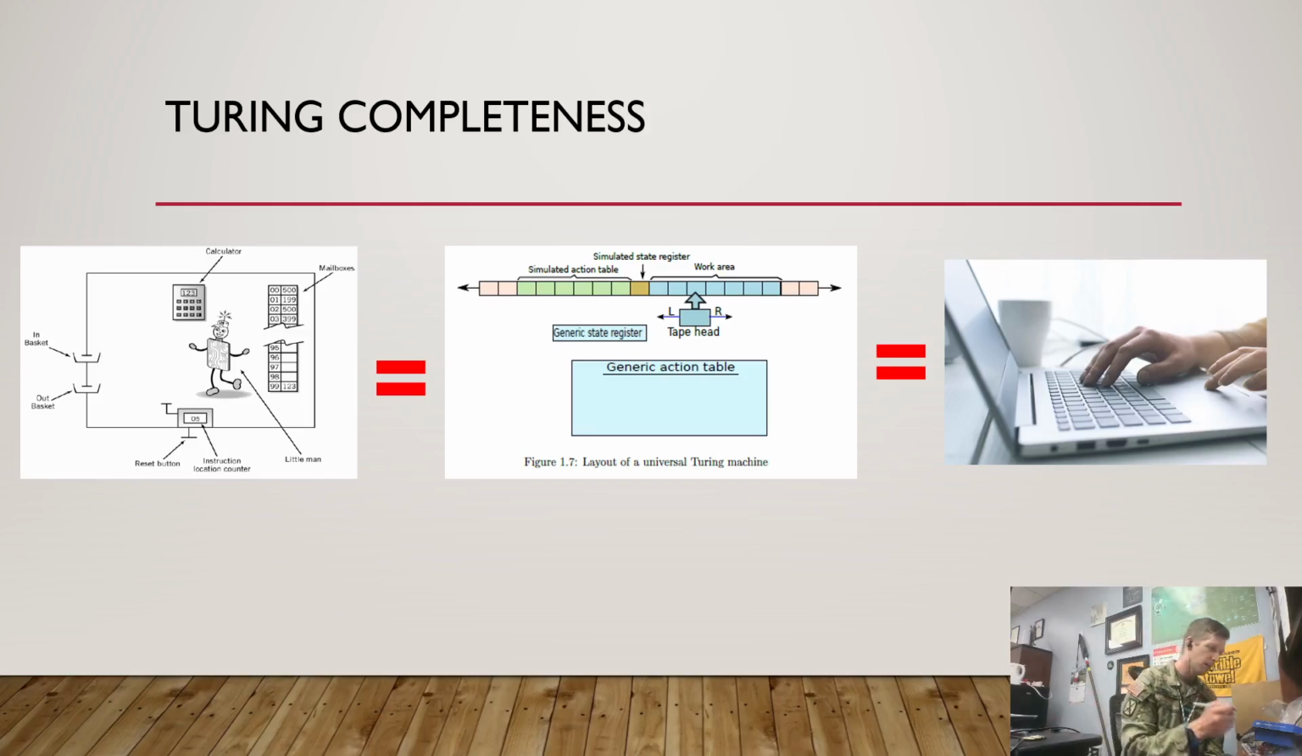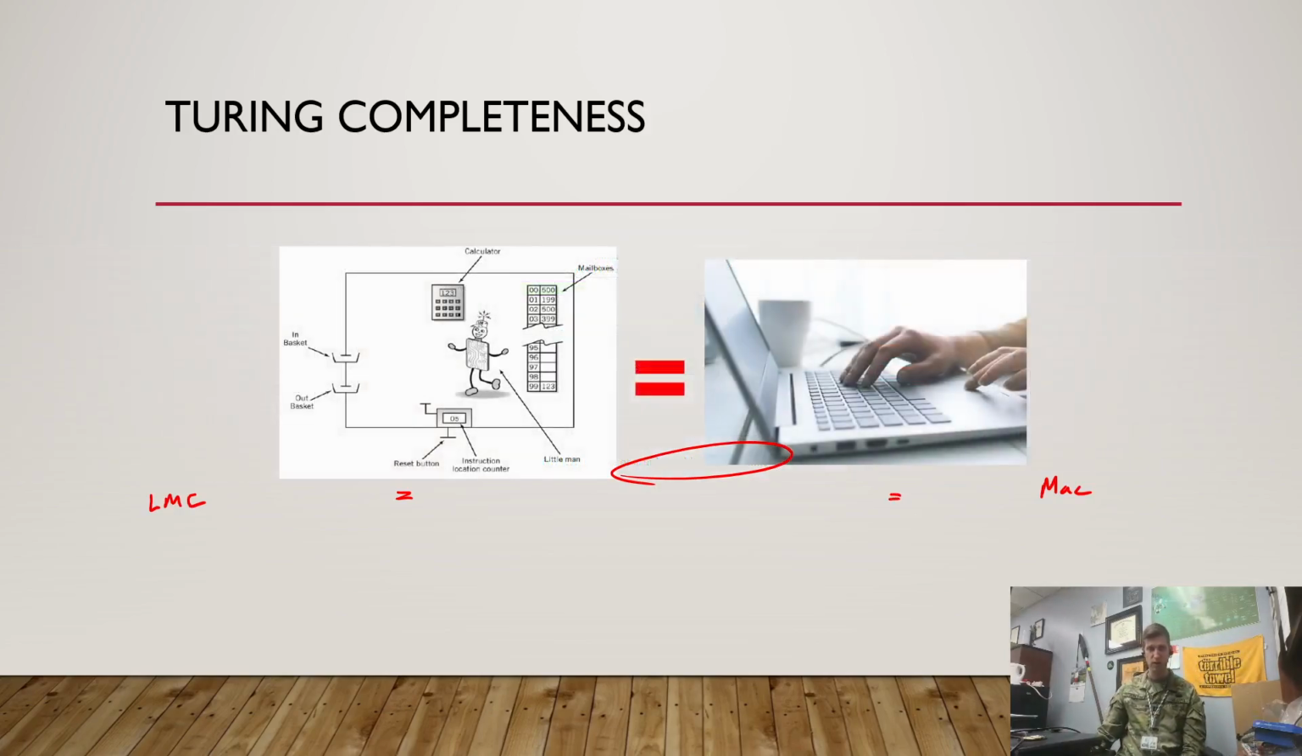And so if we can prove that the little man computer here is equivalent to a generic universal Turing machine, and we can also prove that our Mac laptops are equivalent to the same universal Turing machine, what we've effectively done is show that the little man computer is every bit as capable as the laptop or the desktop that's sitting on your desk. This may seem incredible.